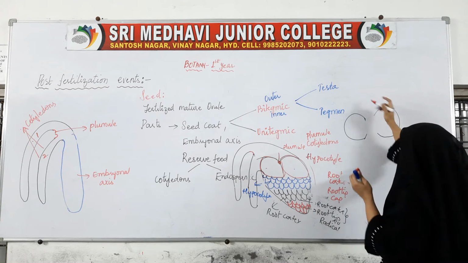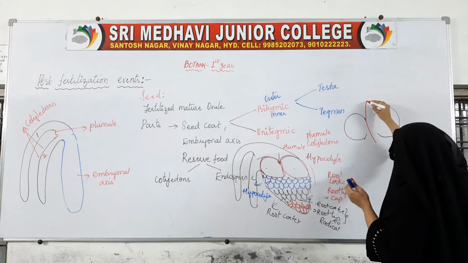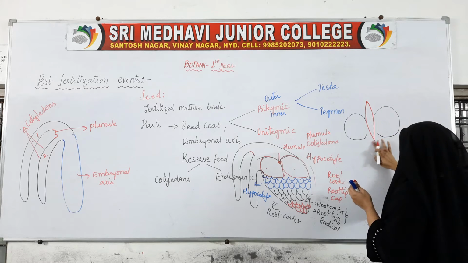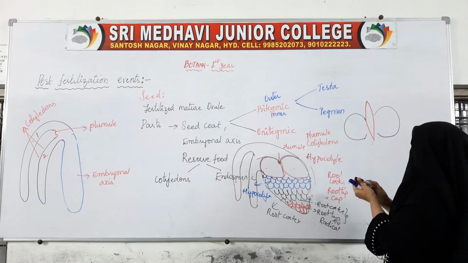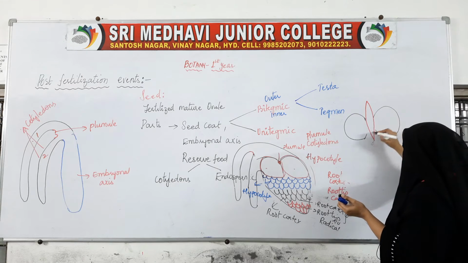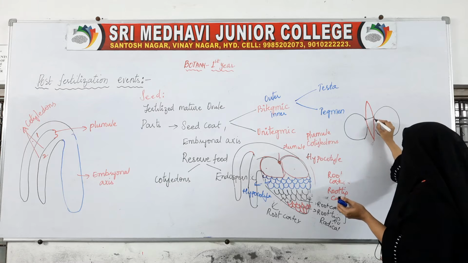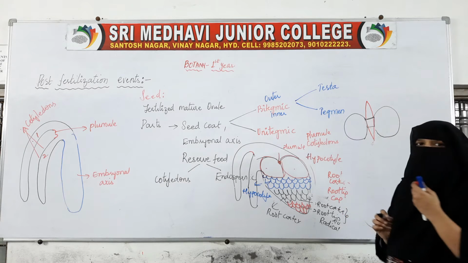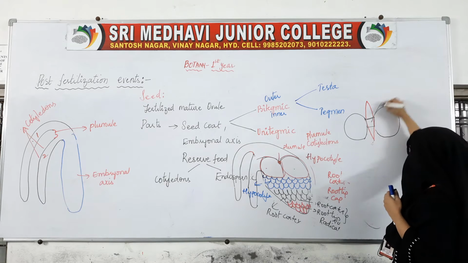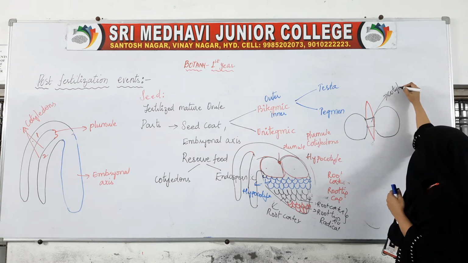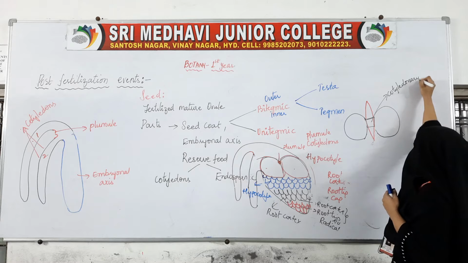I will draw a little bigger. Embryonal axis won't be this much bigger. Okay. So from here the cotyledons are arising. This place from where the cotyledons are attached to the embryonal axis is called the cotyledonary node.